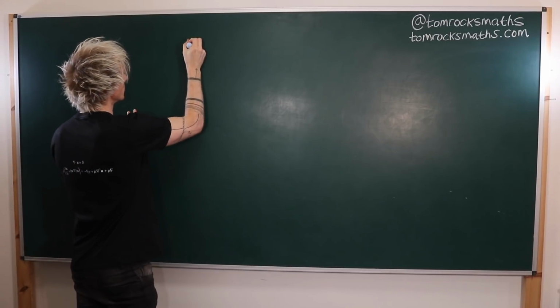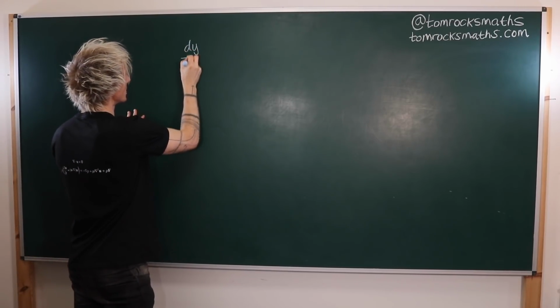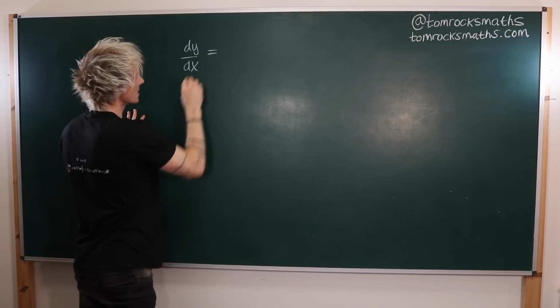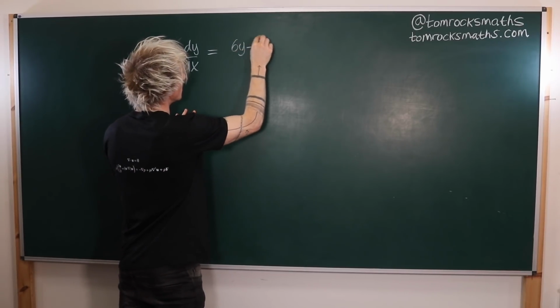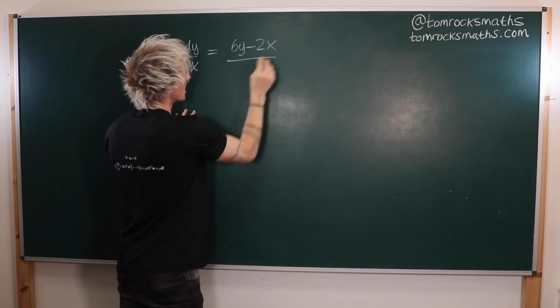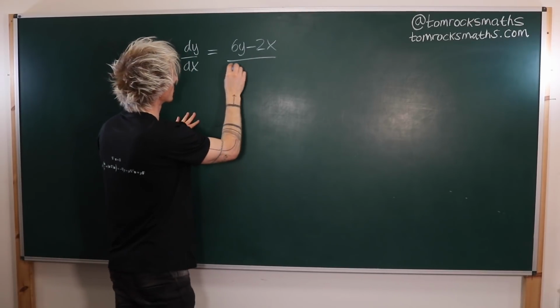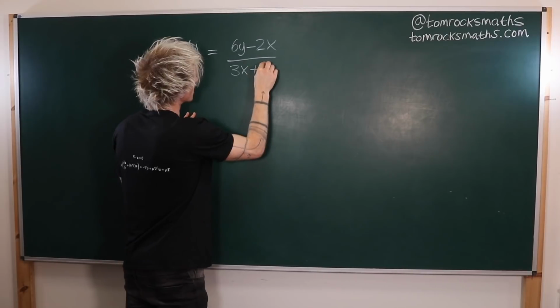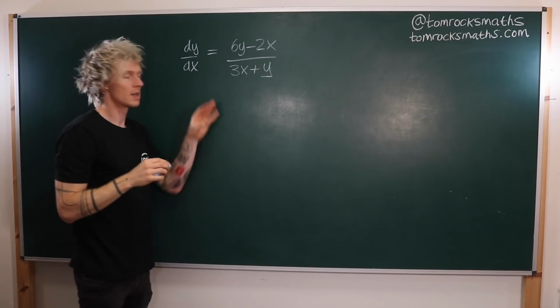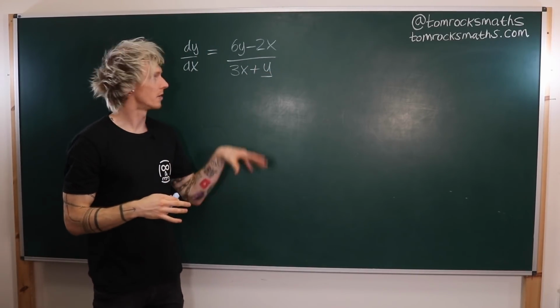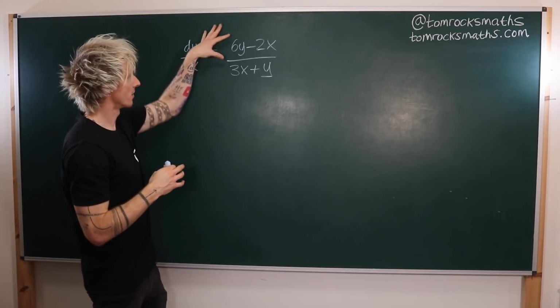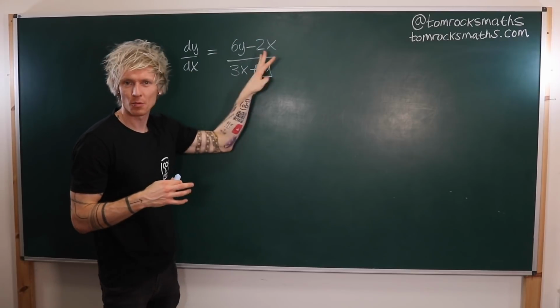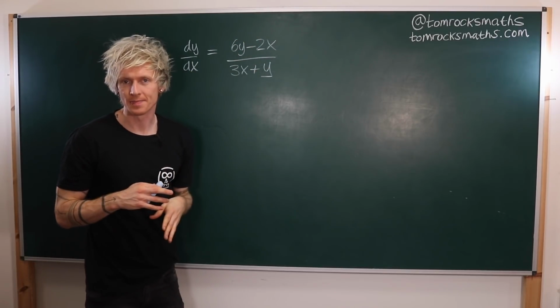Let's try to solve dy by dx is equal to 6y minus 2x divided by 3x plus y. So you can also think of this function perhaps as a rational function. You have some variables in x and y on the top and on the bottom.